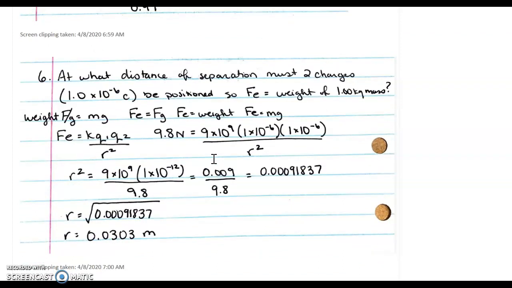Number 6. At what distance of separation must 1 times 10 to the negative 6 coulomb charges be positioned in order for the repulsive force between them to be equivalent to the weight on Earth of a 1 kilogram mass? Weight equals mg, that's a force.